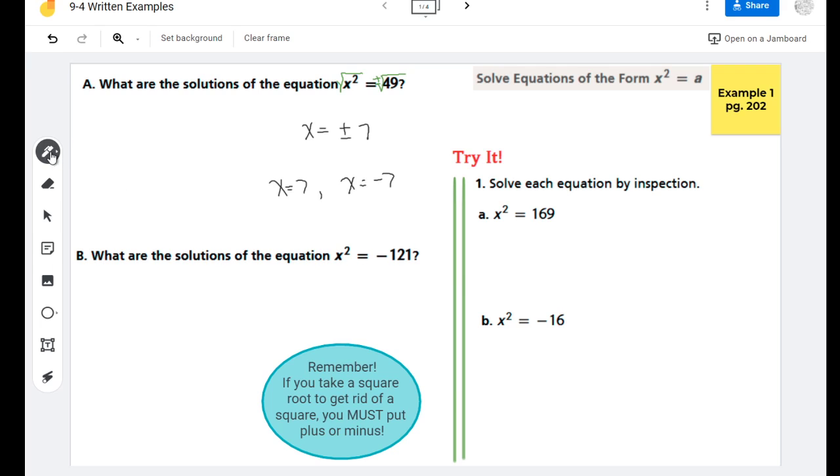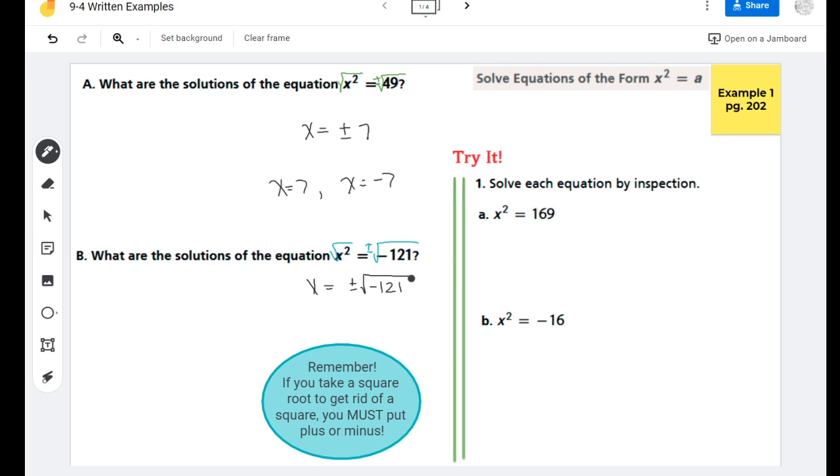Alright, now let's look at part B here. For part B, again, we're going to take the square root of each side. And if you take a square root, you put the plus or minus symbol, or Miss Caswell gets very upset. But here's the thing. Can I take the square root of a negative number? Is there a value which I can multiply times itself in order to produce a negative number? Not in the real number plane.